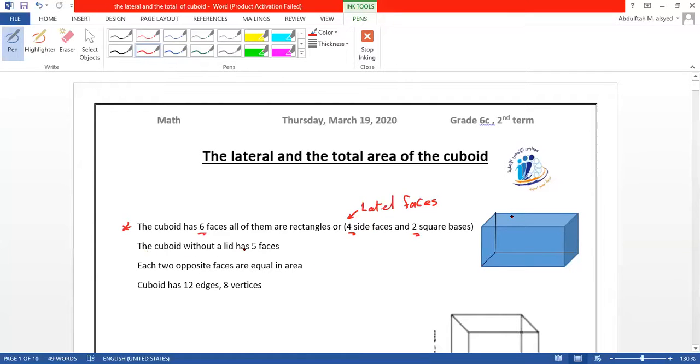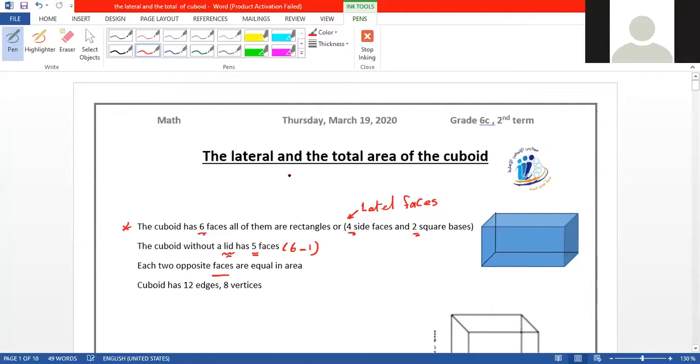The cuboid without a lid has 5 sides. Without a lid means without a cover, so the faces will be 6 faces minus 1. Each two opposite faces are equal in area.